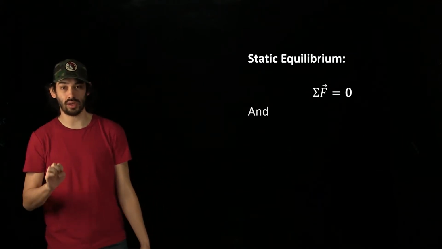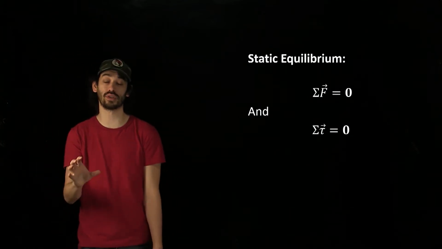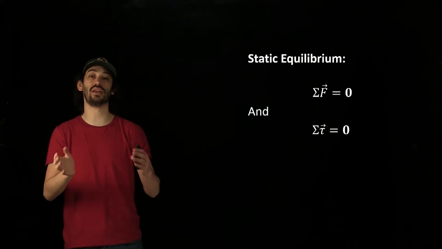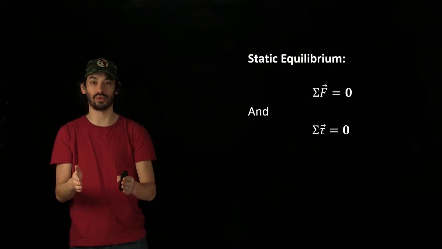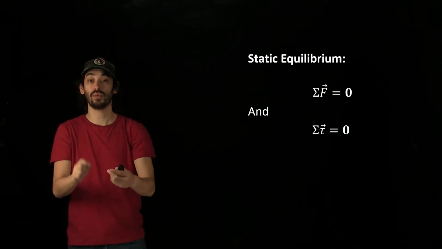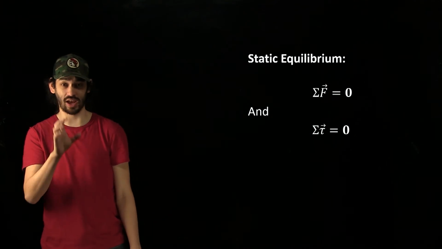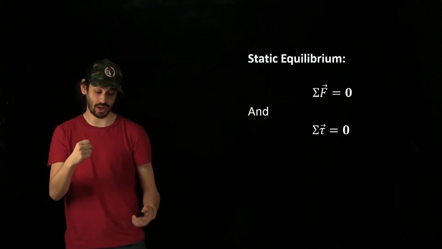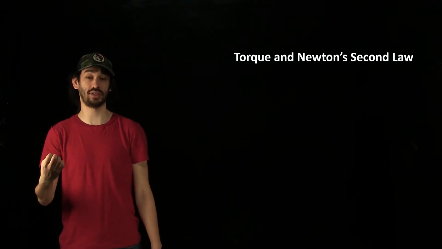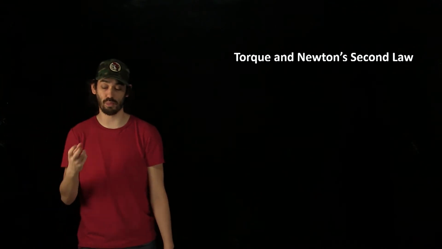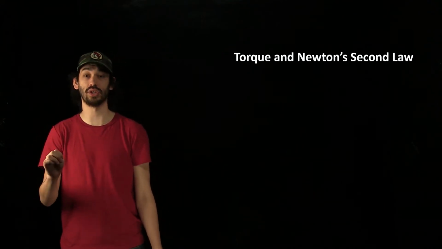Now, an additional condition for static equilibrium is that the sum of the torques is equal to 0. And what this says is not only does the object not translate, doesn't move up or down or left or right, it also doesn't rotate. And so for something to truly be in static equilibrium, it both needs to have a sum of forces equal to 0 and a sum of torques equal to 0. Now the case of static equilibrium is a special case. This is a case when we said that both the angular acceleration and the translational acceleration are 0.